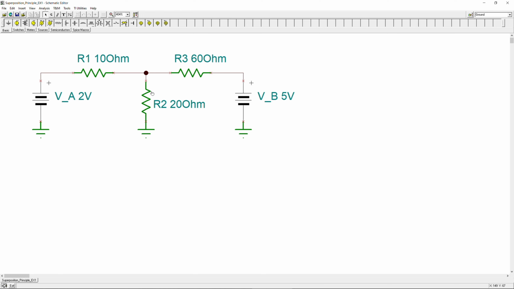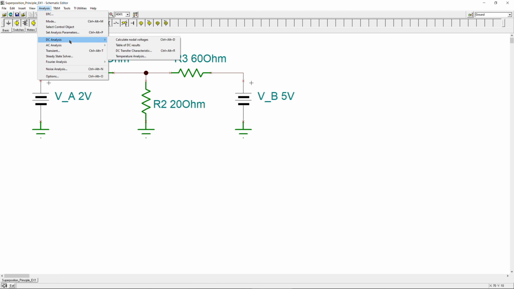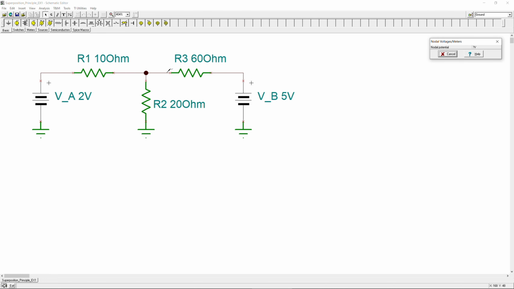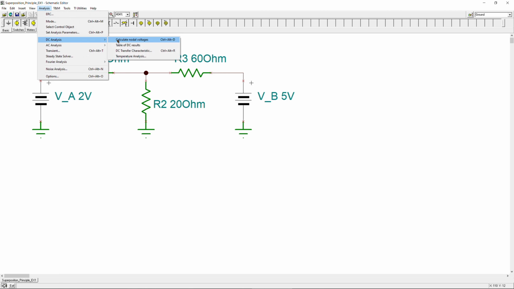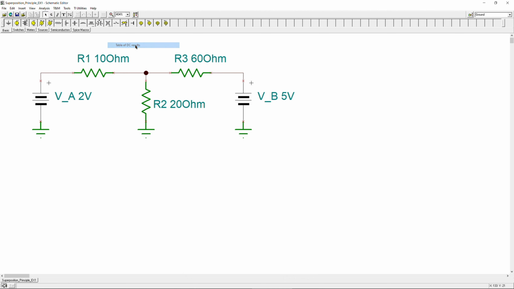Now, how do I know the current here? It must be 85 milliamps. We have determined that. So what you can do is go to analysis, DC analysis, and calculate node voltages, and then go with your pen directly here. You can see it's current 85 milliamps and also its associated voltage 1.7, but that wasn't the question. What you can also do to get more information is generate a table. So you go to analysis, DC analysis, and then table of DC results.